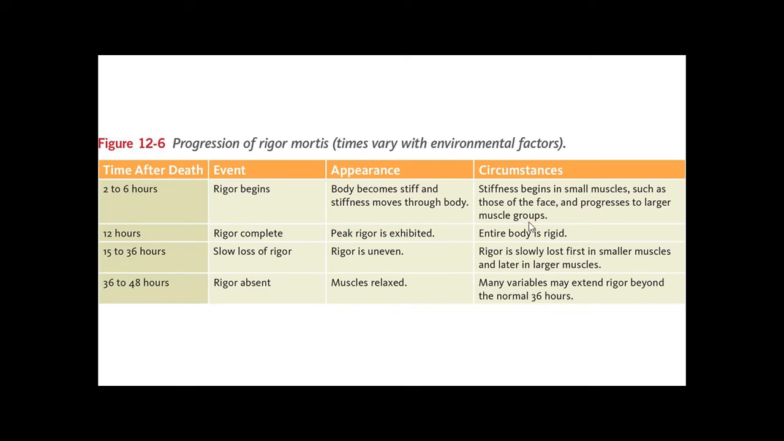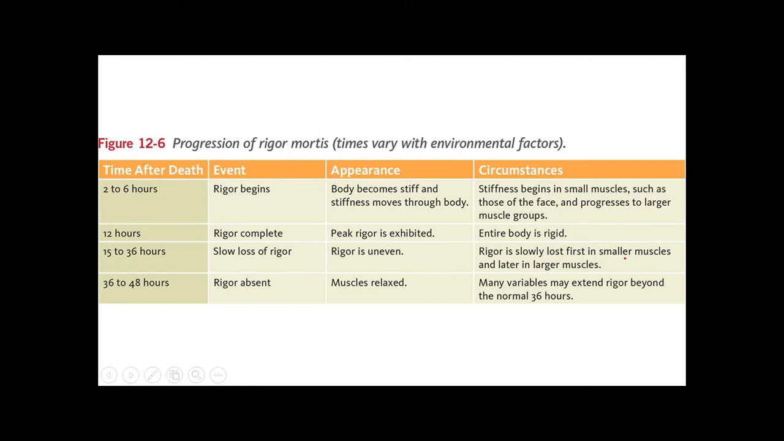Back in early photography, they have a picture of a body balanced on two stools. And I mean, it's like the stiff as a board kind of image there. Between 15 and 36 hours, there's a slow loss of rigor. So rigor would be uneven. So those smaller muscles, like in the face, would start to relax. And then later, the larger muscle groups would start to relax.